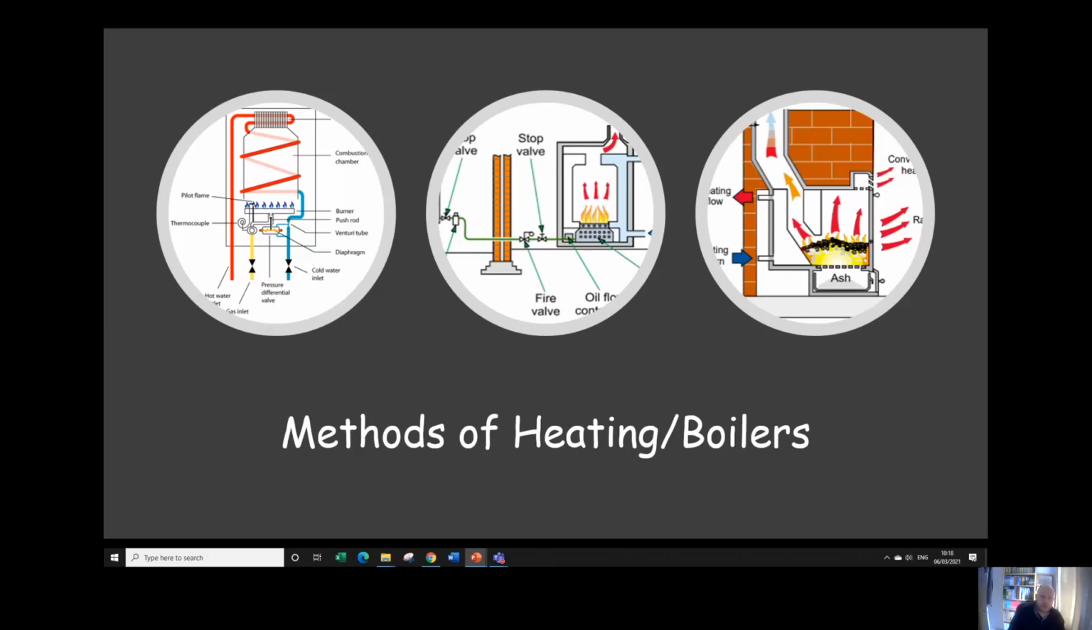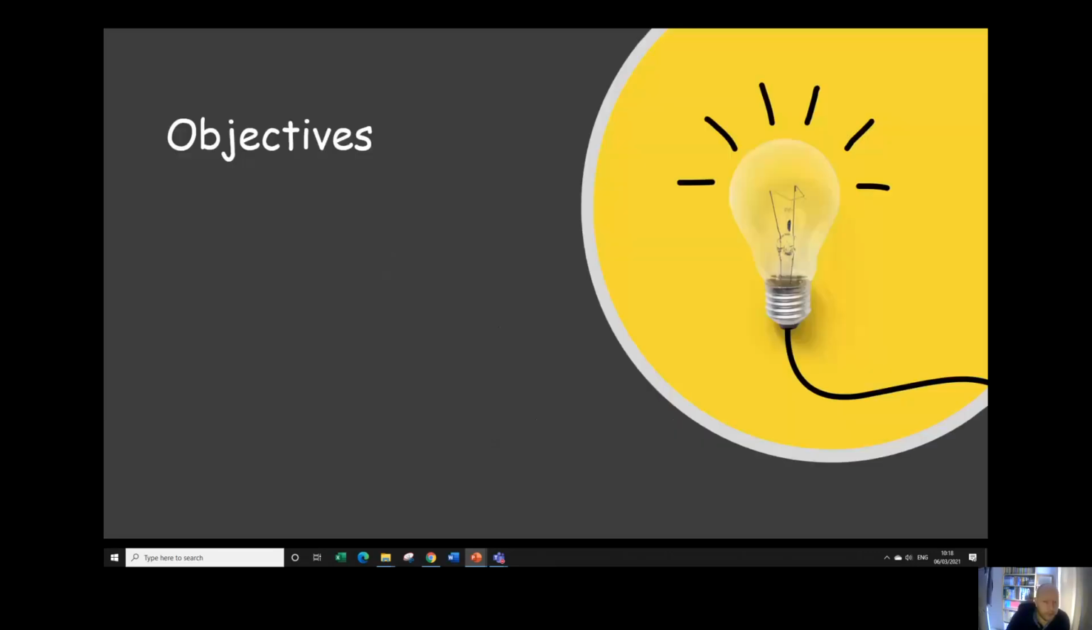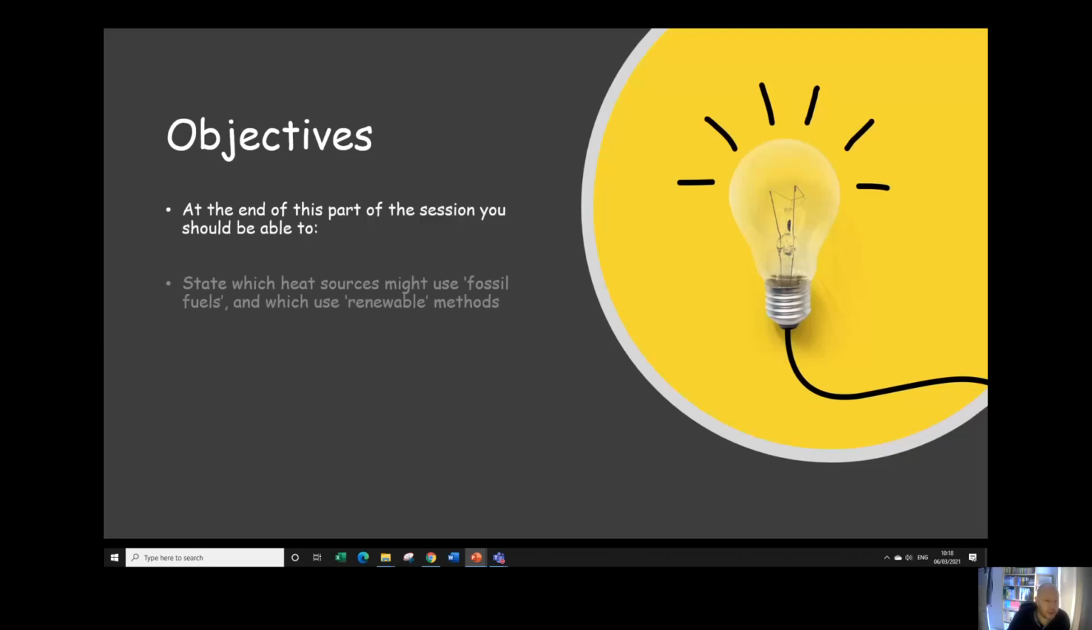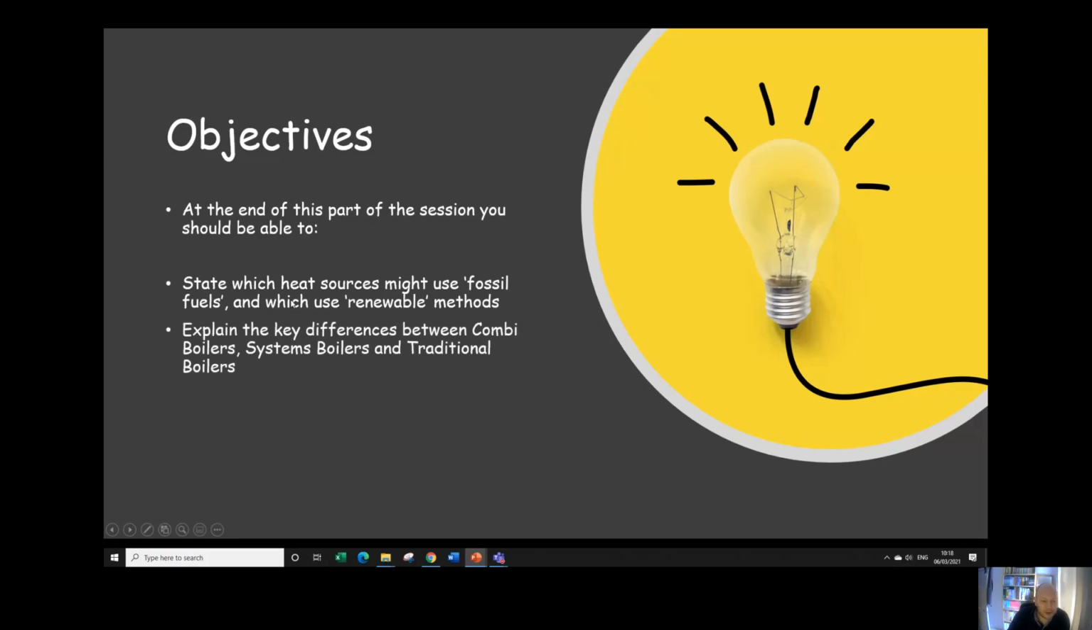Methods of heating or boilers. The key objectives for this part of the session: I want you all to be able to state which heat sources might use fossil fuels and which might use renewable methods, explain the key differences between combi boilers, system boilers and traditional boilers, and also to be able to describe the heat pump cycle.